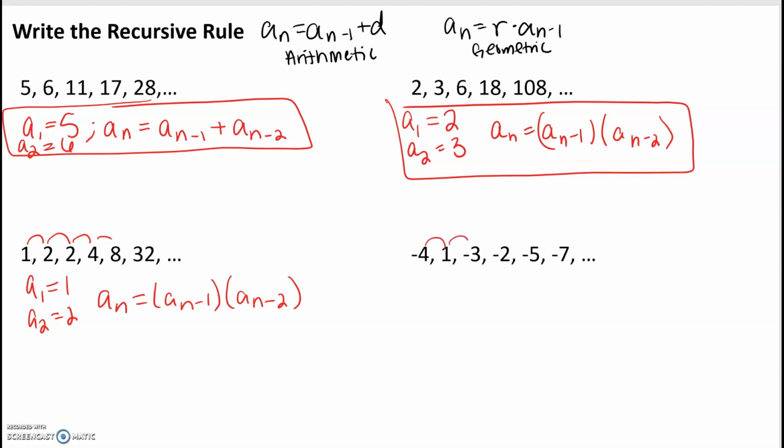Okay, and my last one, I'm looking at how these are related, very similar to the ones on the rest of the page here. So I have my first term is -4, my second term is 1, and this time I am adding them together in order to get my next term. So my a sub n equals my previous term plus the term that happened 2 numbers ago.